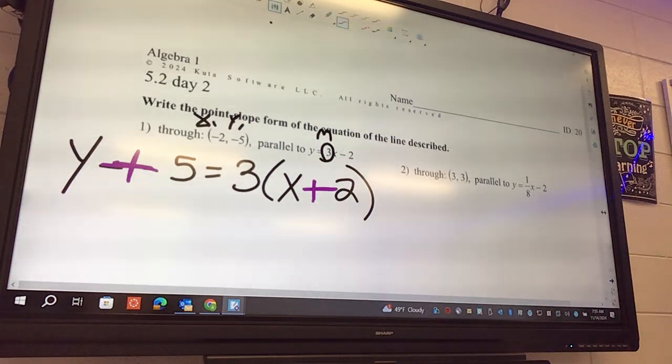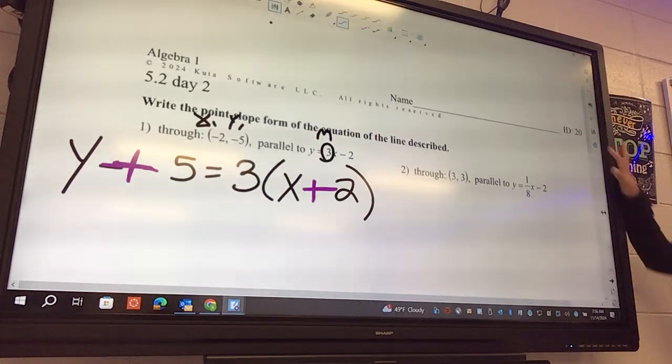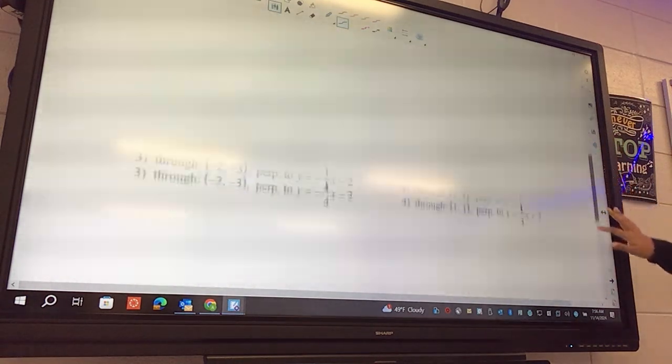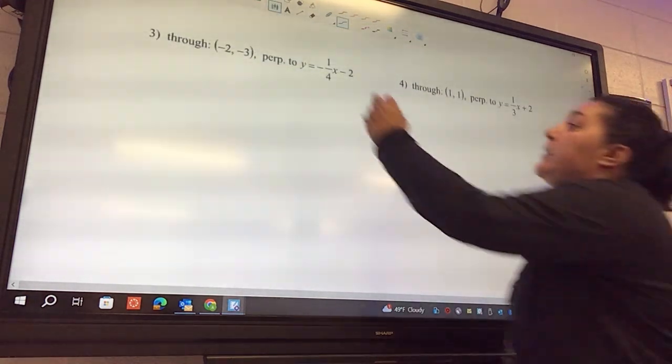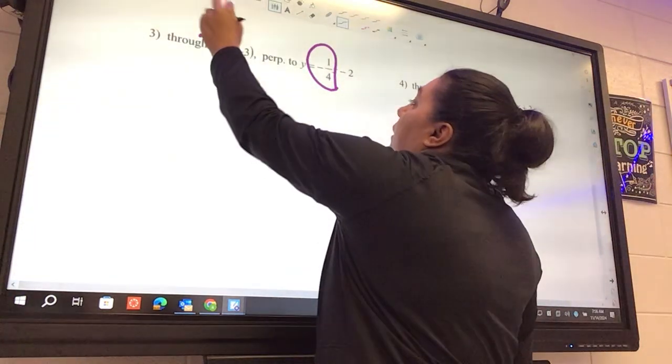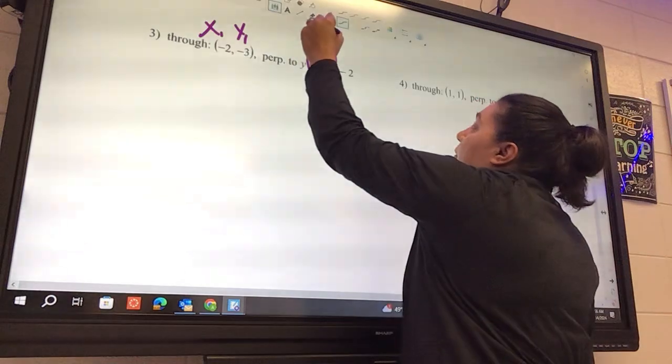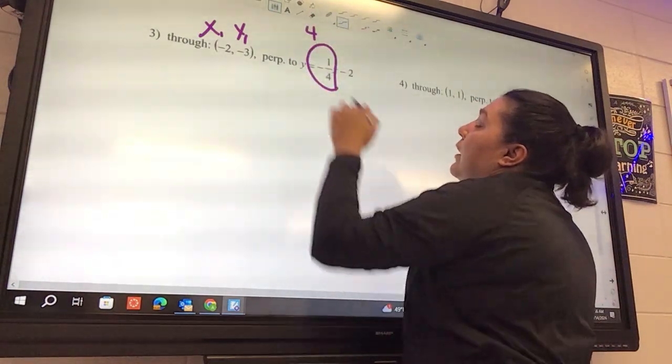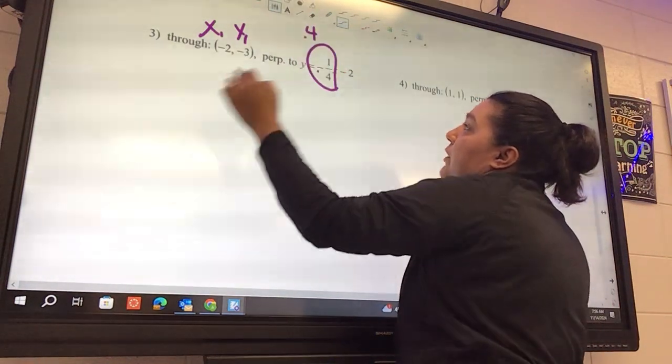Okay, number 3, it says perp. Okay, so perp, if this is our slope, what is going to be our new slope? 4 over 1, which is just what? It's just 4. Okay, and it was a negative, so we're going to change it to a positive.